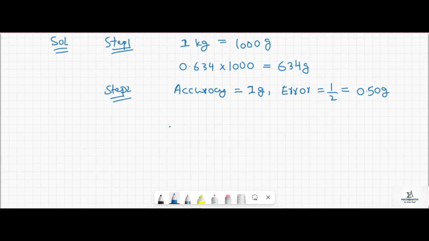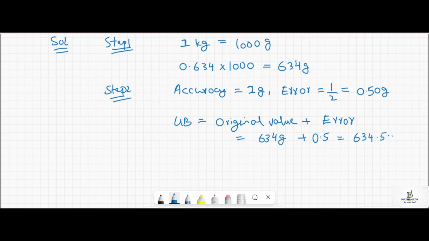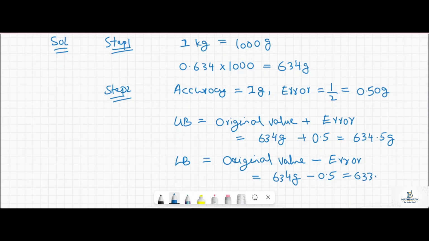So while finding the upper bound, its original value plus the error term. What is the original value? It is 634 grams plus 0.5. So in the last you will get 634.5 grams. Lower bound, what is the lower bound here? Original value minus the error term. So the original value is 634 grams minus 0.5, you will get 633.5 grams.